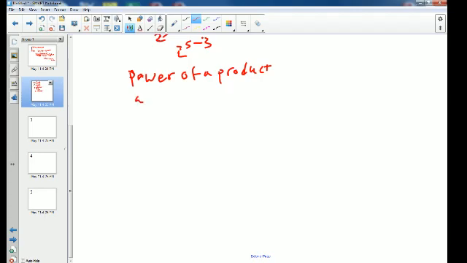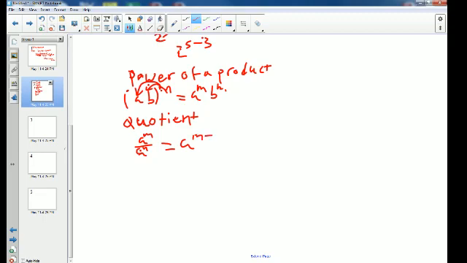So (AB) to the M equals A to the M times B to the M, because when you're multiplying two products, you distribute your power to both A and B. Next is just your quotient. And that is saying A over A to the M to the N, which is saying A to the M minus N.